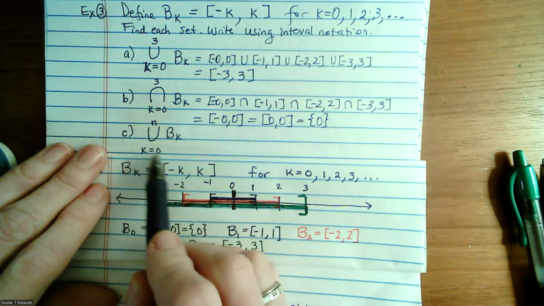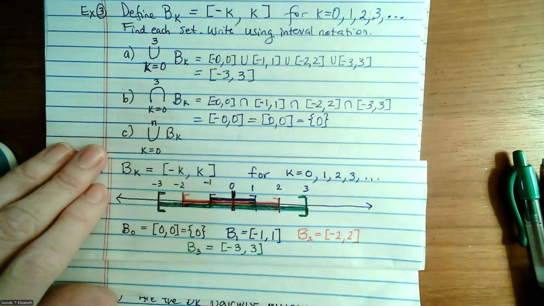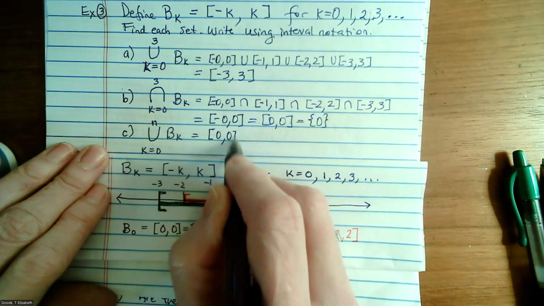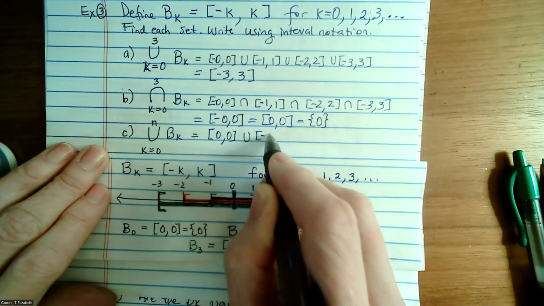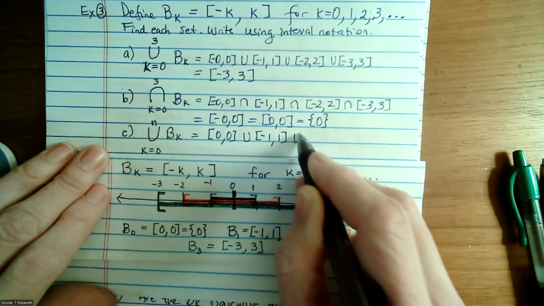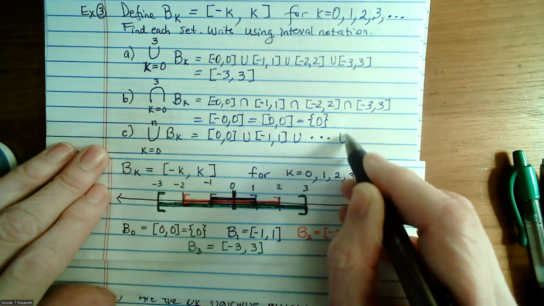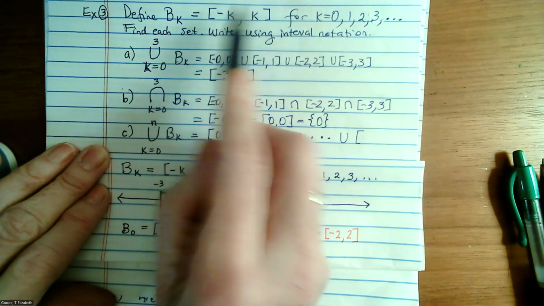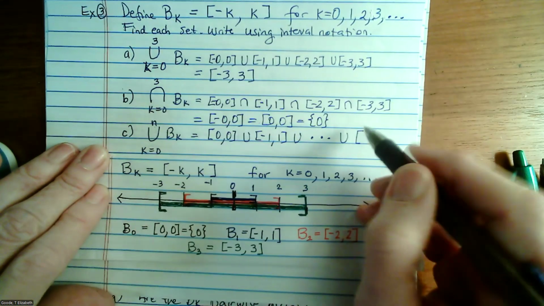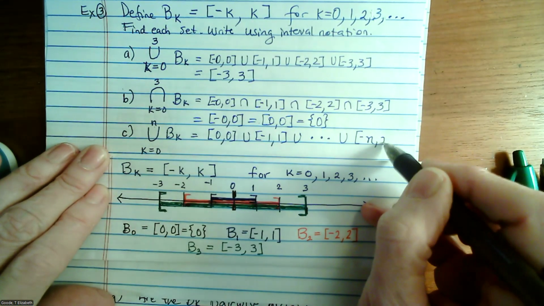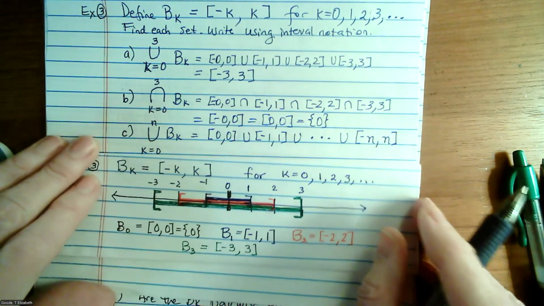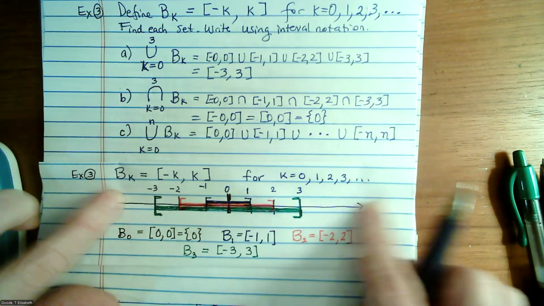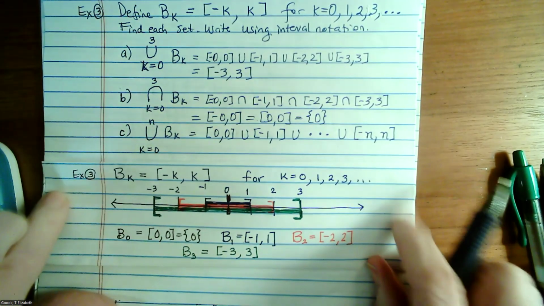What about the union from K equals 0 to N of the B sub K? We can see what this looks like. We're going to start unioning these up, and then we're just going to say dot, dot, dot. Finally, union. Well, when K is n, we just put negative n as the left bound and positive n as the right bound. So what's the union of those? Just imagine this keeps going out and out and out to some value n.